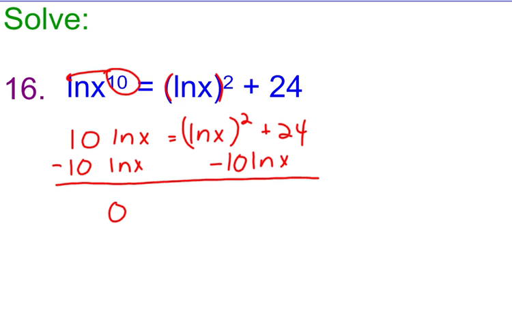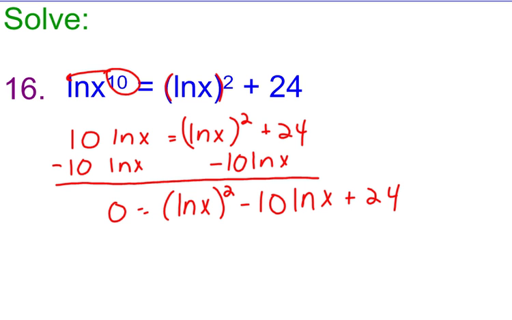And I end up with 0 equals the natural log of x quantity squared minus 10 times the natural log of x plus 24. Now if I wasn't doing logs, let's replace the natural log of x's with just x's. It would look like this. That looks like a problem we could factor, right? So we are going to do that because the natural log of x times natural log of x makes natural log of x squared, right? So we can factor that.